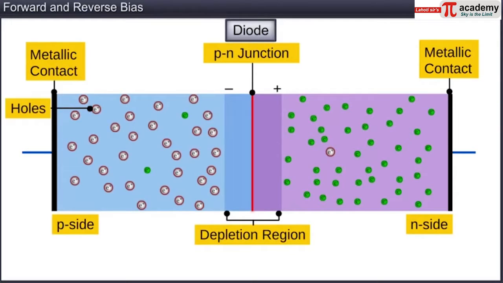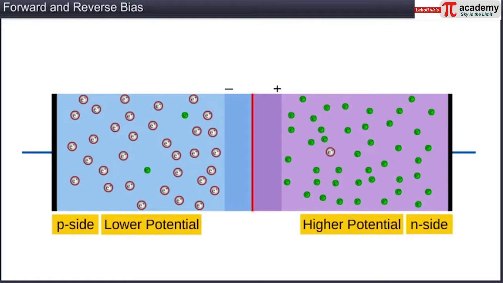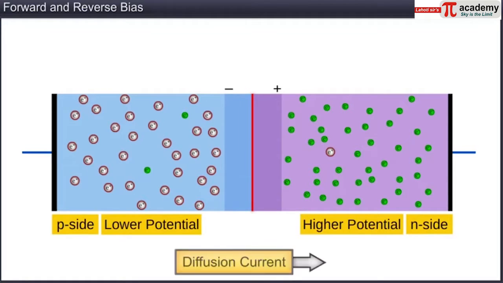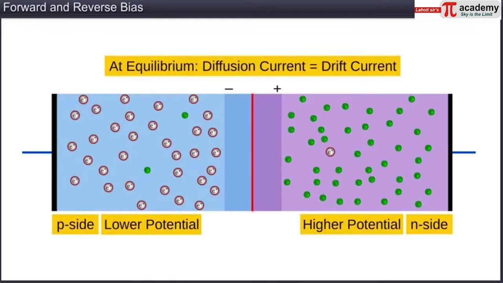The holes are the majority charge carriers in the P side, and the electrons are the majority charge carriers in the N side. We have also learned that when the diode is not connected to the battery, the N side is at a higher potential and the P side is at a lower potential, and the diffusion current and drift current across the PN junction are opposite in direction and equal to each other at equilibrium.